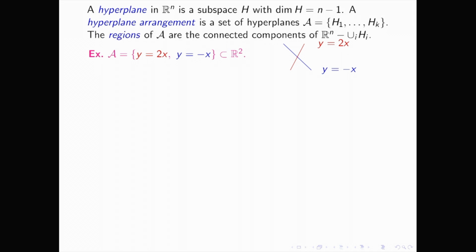So we're going to be concerned with the regions of the arrangement. The regions of the arrangement are, you take your ambient space, R^n, and you remove the hyperplanes. What you get when you remove it breaks up into connected components. Those components are called the regions. And we're going to be counting the regions of a hyperplane arrangement. So for example, in this example, how many regions would there be?